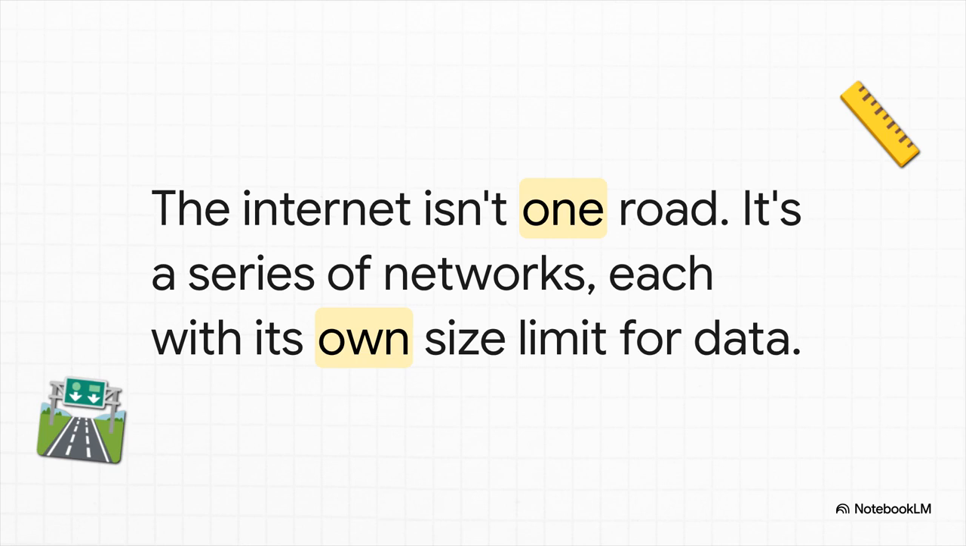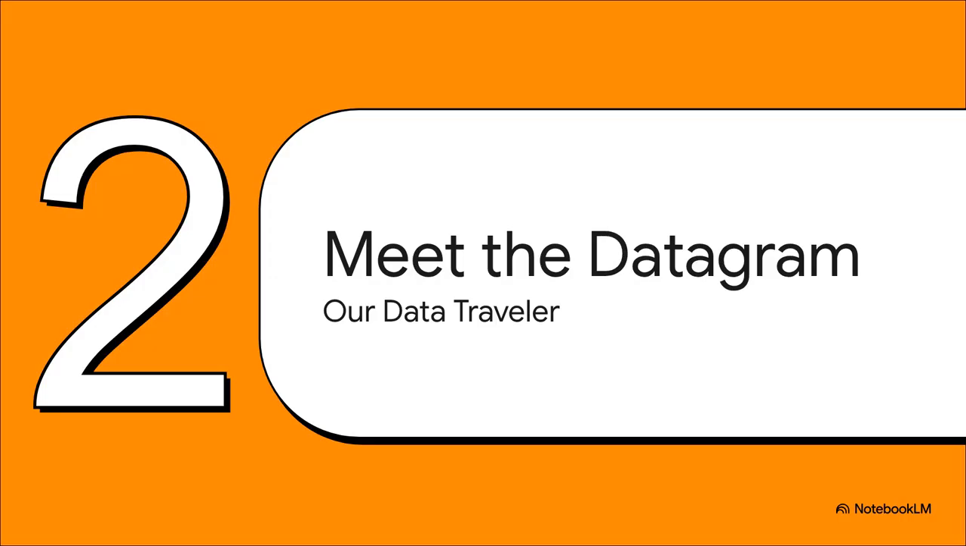But here's the catch. The internet isn't one big, super smooth highway. It's more like a massive, sprawling city with all sorts of different roads, bridges, and tunnels, and every single one of them has a different size or height limit. So let's meet the star of our show, our little data traveler. At this layer of the internet, we call it a datagram. And this datagram has a pretty tough job ahead of it, trying to navigate this complex landscape.